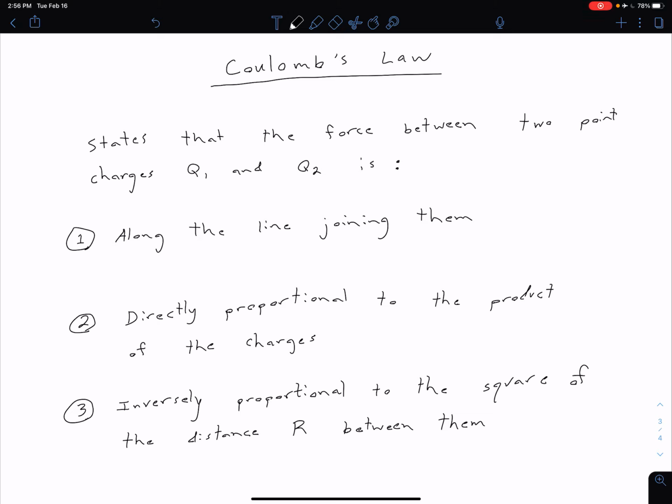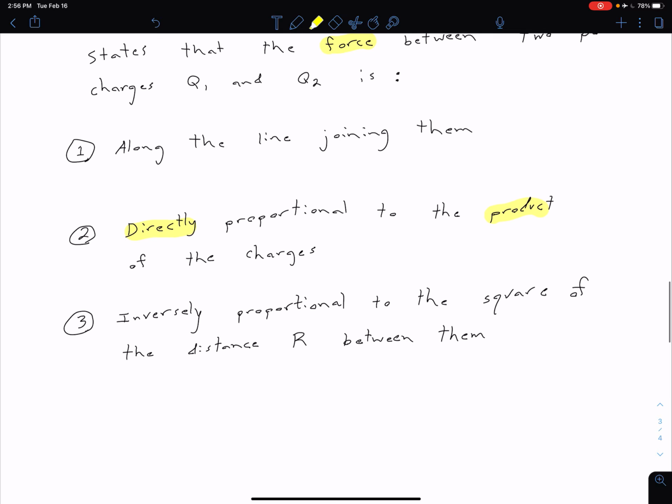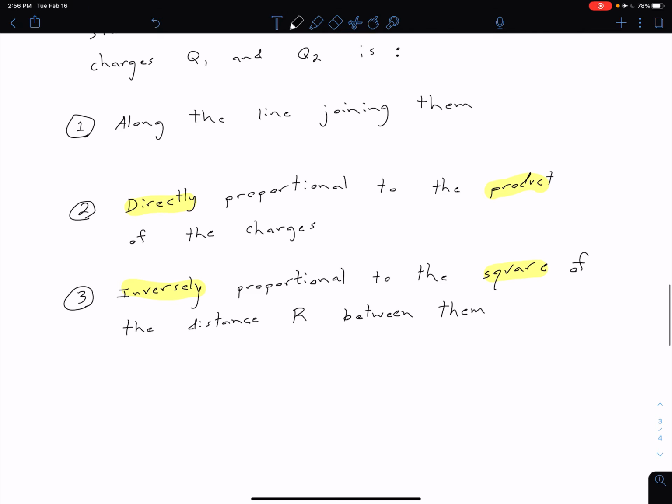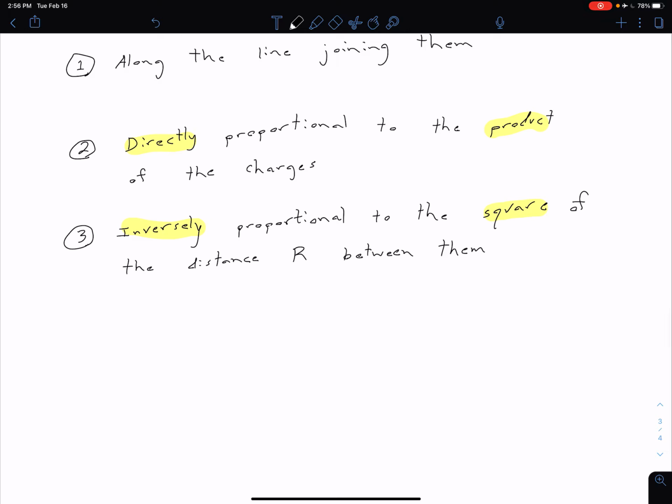So we're not going to have some force going in some different direction like this. The second item here is that this force between the two points is directly proportional to the product of the charges. And third, it's inversely proportional to the square of the distance r between them. So we can combine these last two items pretty easily and get a rough equation. Our force is equal to something directly proportional to the product of the two charges, Q1 and Q2, and inversely proportional to the square of the distance between them.